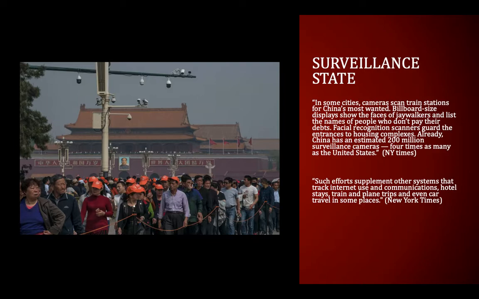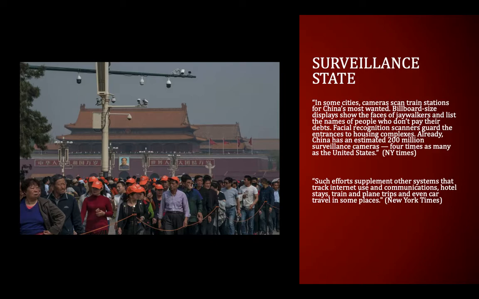In some cities, cameras scan train stations for China's most wanted. Billboard-size displays show the faces of jaywalkers and a list of names of people who don't pay their debts. Facial recognition scanners guard the entrance to housing complexes. Already, China has an estimated over 200 million surveillance cameras, four times as many as the United States. Such efforts supplement other systems that track internet use and communication, hotel stays, train and plane trips, and even car travel in some places.